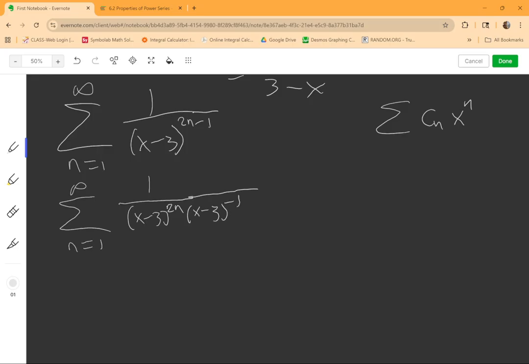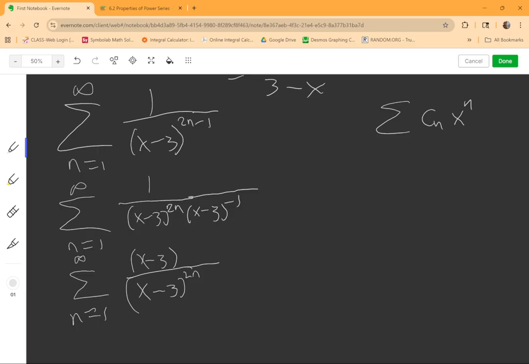Okay, so it looks like this, using properties of negative exponents. We get the sum from n equals 1 to infinity, and we get x minus 3 in the numerator over x minus 3 squared to the n. Okay, all right, so we're going to keep moving it along here.